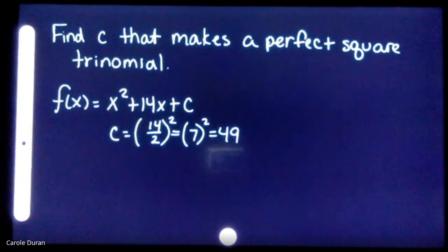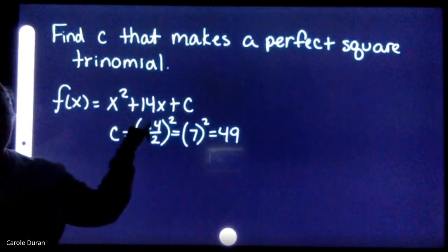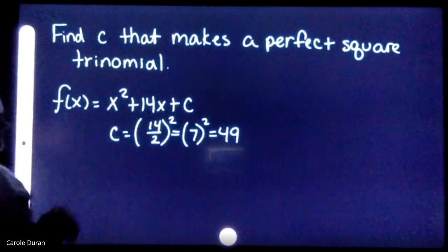So to make this a perfect square trinomial, I take my middle term, split it in half, and square the answer.